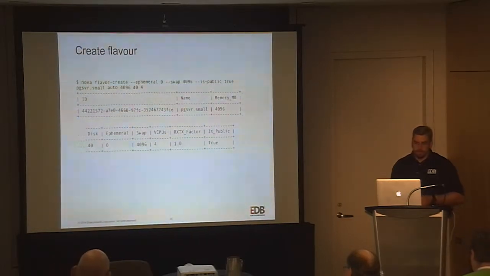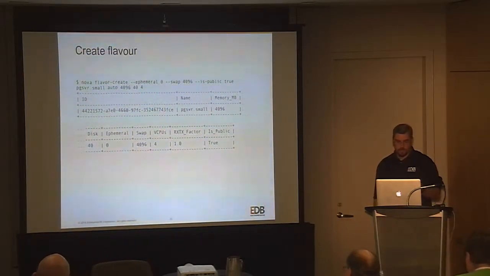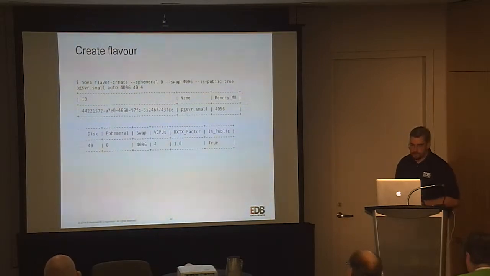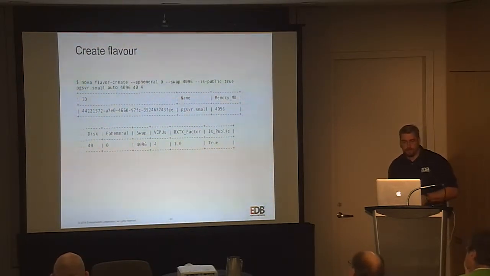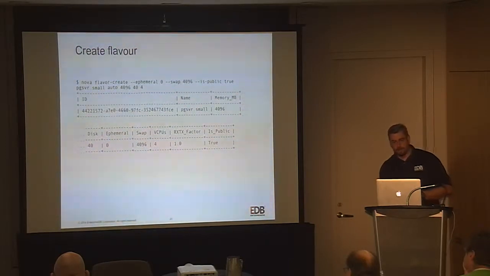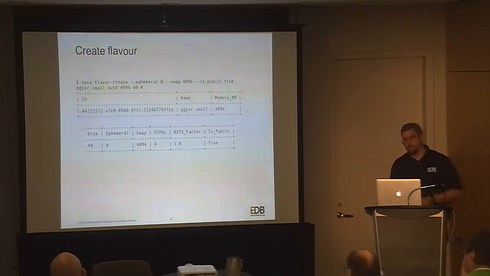We'll then create the flavor that we want to use. So in this case, as you can see, ephemeral disk size of 0, swap space of 4 gigabytes. We're going to make it public. We're calling it pgserver.small. Auto is just a flag to generate the ID. You can give it a numeric ID if you prefer, or it will just create one of these UUID style values. 4096 is the amount of memory in megabytes, 40 gigabytes for the root disk, and 4 virtual CPUs.